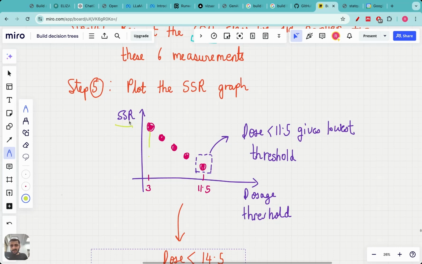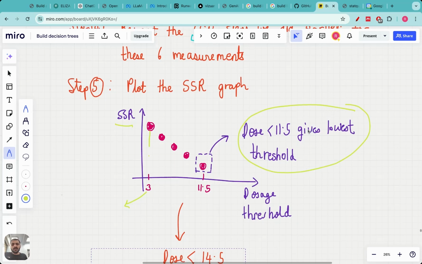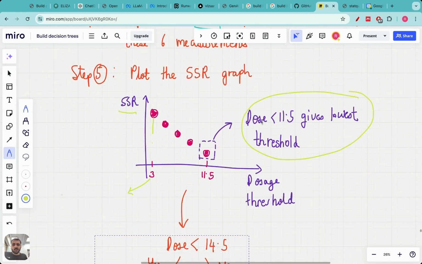So this error metric, which is the SSR, is decreasing as you can see with the dosage threshold, right? If the threshold is dose less than 3, the SSR will be the highest. If the dosage threshold is dose less than 11.5, then the SSR will be the lowest. The error will be the lowest. So dose less than 11.5 actually gives the lowest SSR.